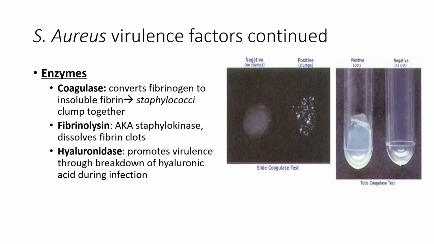The second enzyme being fibrinolysin, also known as staphylokinase, it dissolves fibrin clots. And the last being hyaluronidase. It promotes virulence through breakdown of hyaluronic acid during infection, which also binds the connective tissue and host tissues. And so if it's breaking down that hyaluronic acid, the connective tissue can't be stuck together and it breaks.